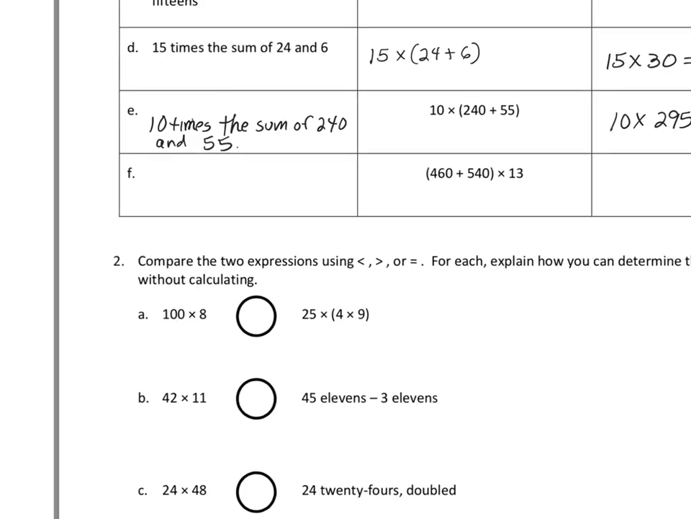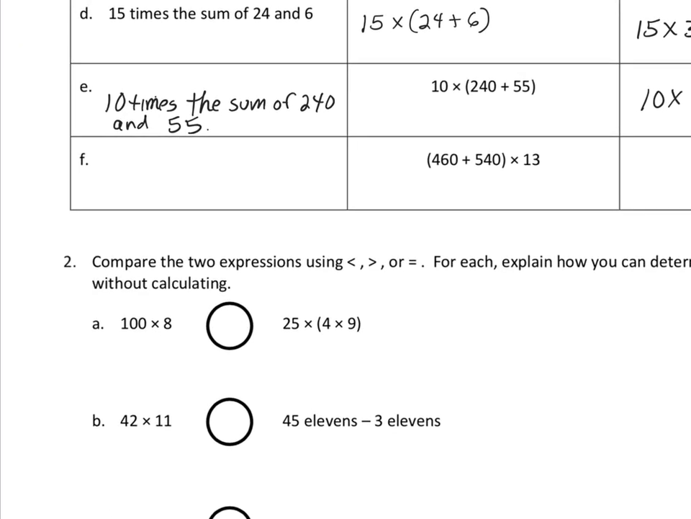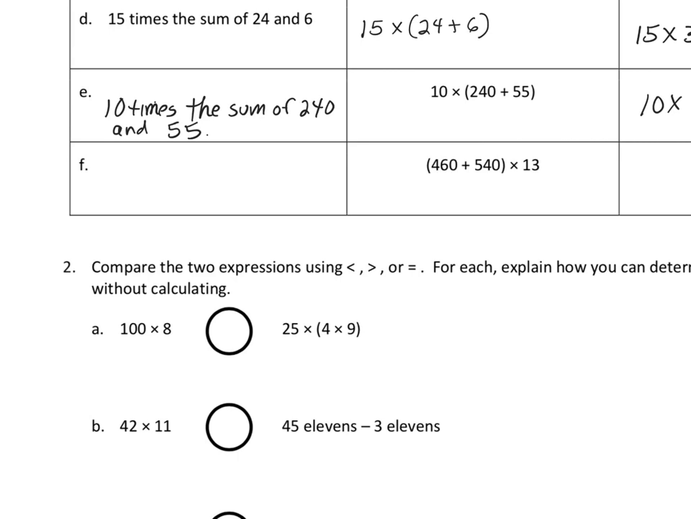Again, we're going to write words for the expression. We're adding 460 plus 540, so we would say the sum of 460 and 540 times 13.